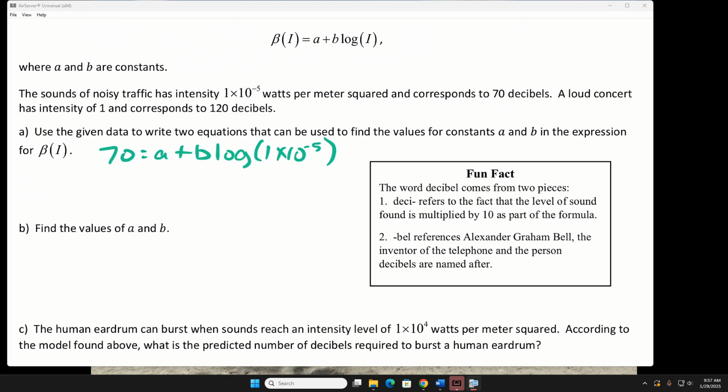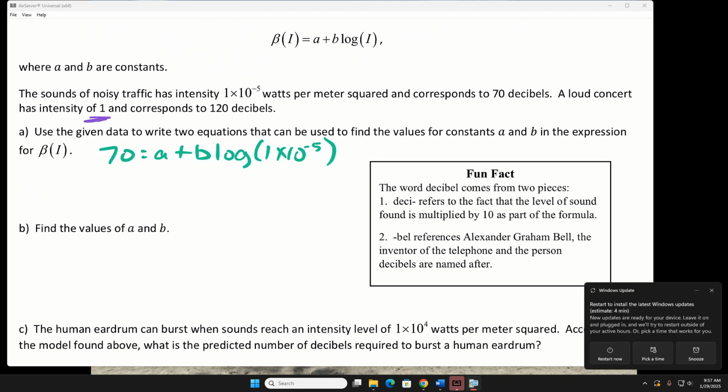Now, that seems weird, because what is 1 times 10 to the negative 5? It's just 10 to the negative 5. But from what I'm seeing on these problems with intensity, they always put intensity in scientific notation, which is fine. We'll just go ahead and use their numbers. It's no big deal. Okay, and then go ahead and write the equation for the second one. So a loud concert has an intensity of 1 watt per meter squared and corresponds to a decibel level of 120.